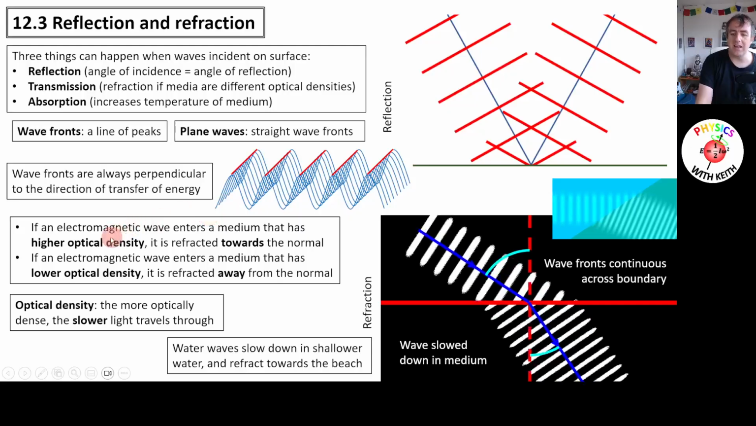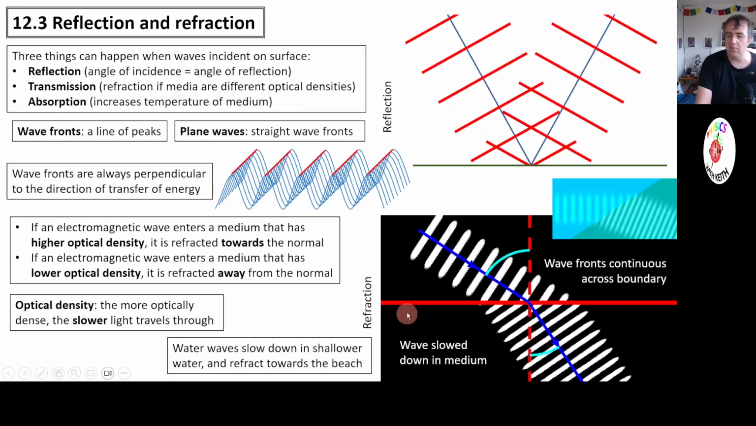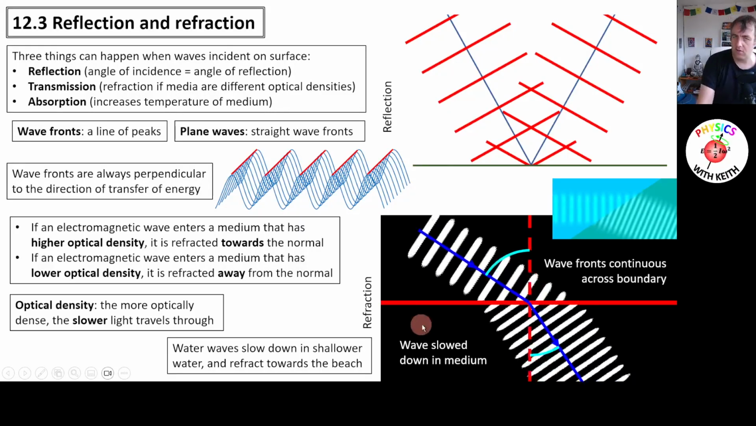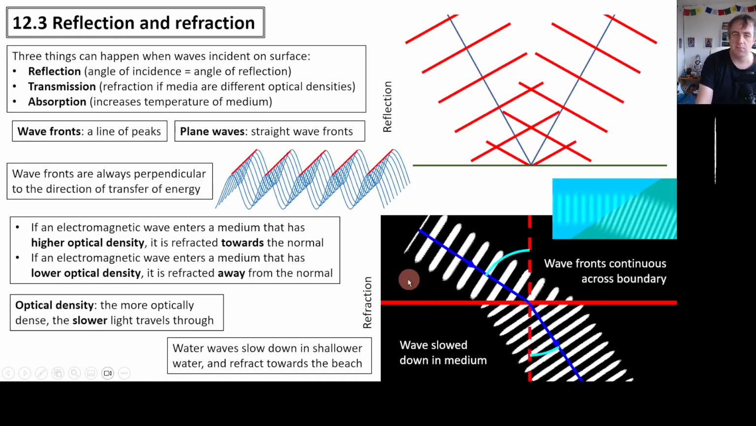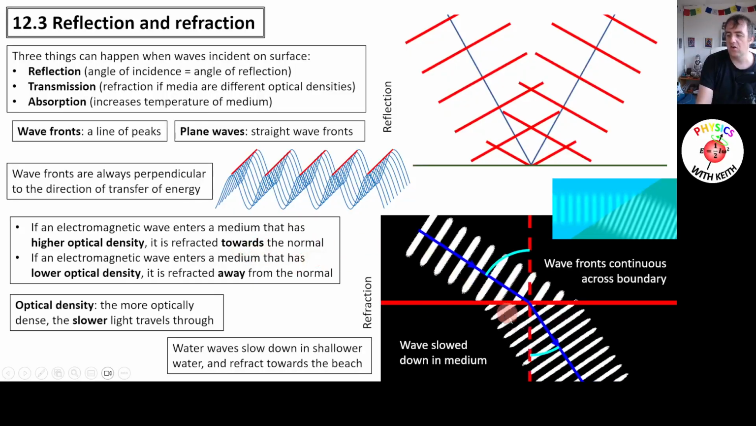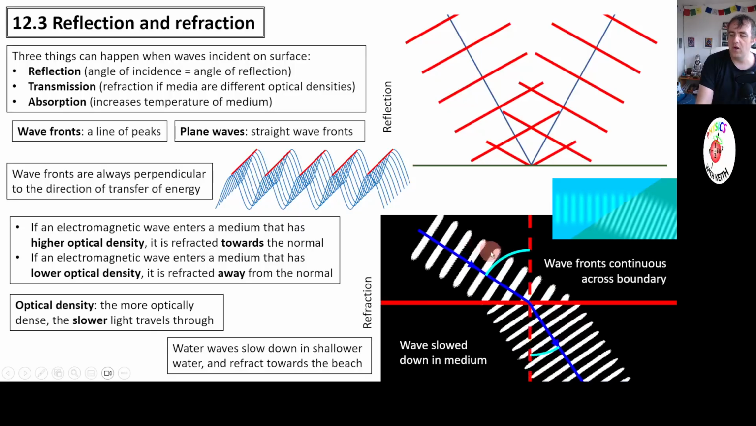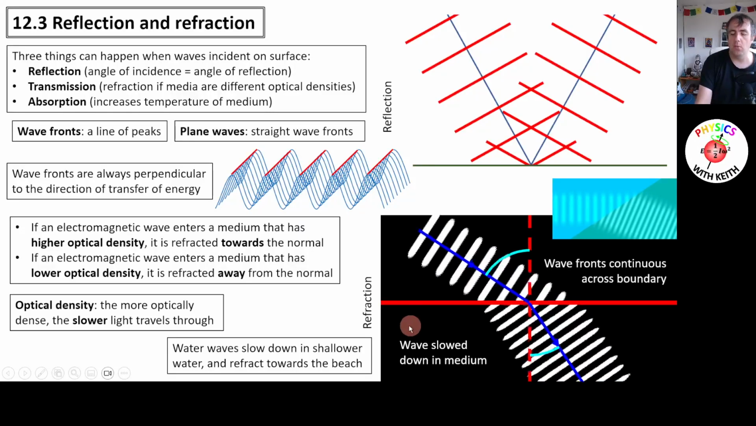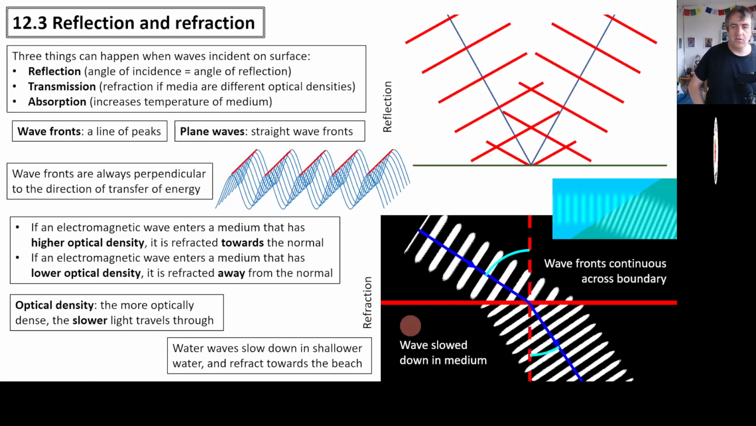So when we talk about light, if a medium has what we call a higher optical density, it means that the light travels slower through that medium. Lower optical density, the light travels faster through that medium compared to the higher optical density medium. And so we refract towards the normal. Look at the blue ray. It gets closer to the normal if we are moving from low to high optical density. That's something that you ought to be able to remember.